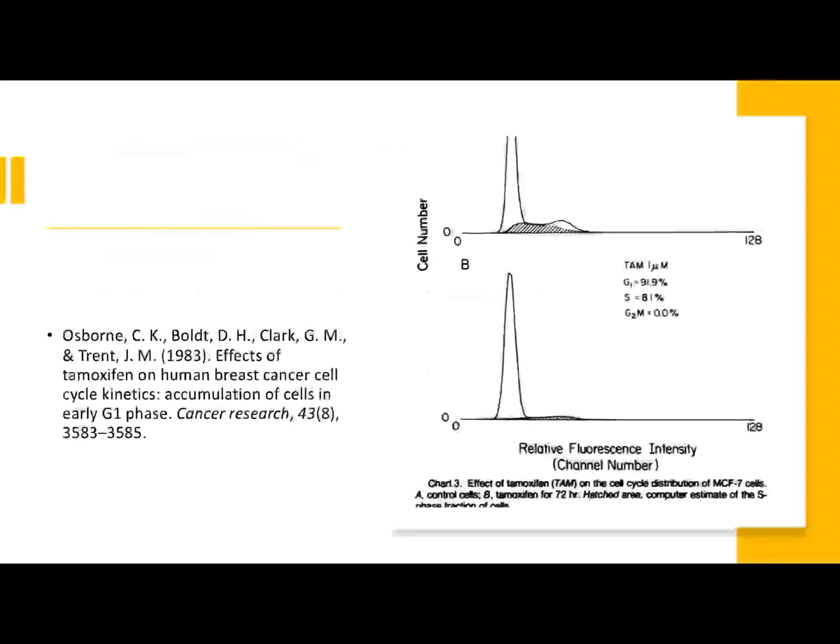It has been reported that serum-deprived or plateau phase normal cells accumulate in early G1 phase, whereas malignant or transformed cell population accumulates in the late G1. So that's exactly what's happening here. It's just overall showing you the activity and the inhibition of tamoxifen on the cell cycle distribution of MCF7 cells.